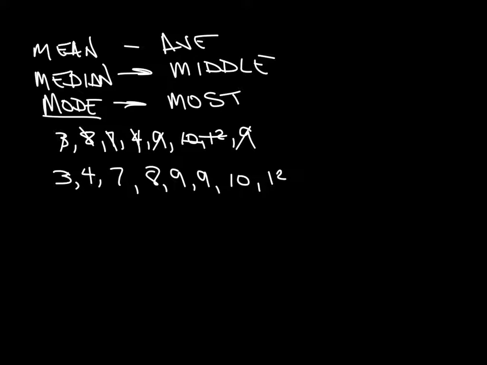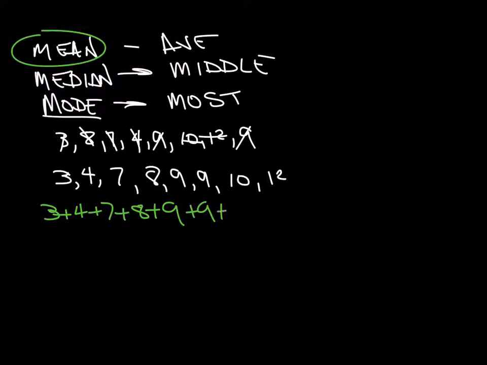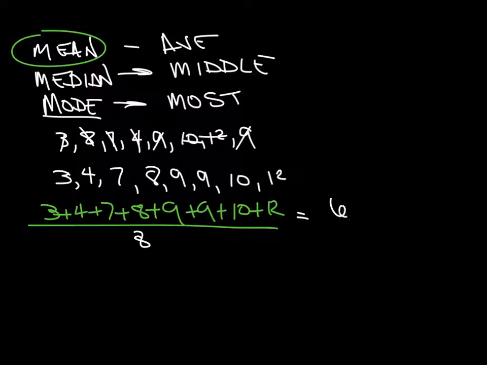Now if I'm looking for the mean, that means that I add up all my numbers and divide by the total number of numbers I have. So I have 1, 2, 3, 4, 5, 6, 7, 8 numbers. So even though my 9's repeat itself, there's still one of the numbers there. So then I add those up, I'm going to get 62 over 8, which is equal to 7.75. So that's my average.